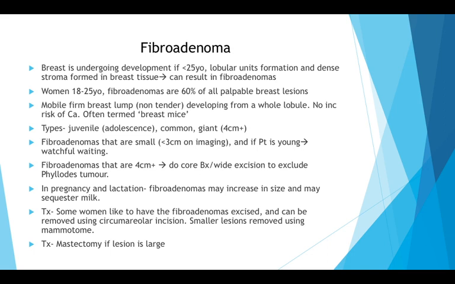As I said, it's common in the younger population of women, and they contribute to a vast proportion of the causes of palpable lesions in the breast. They present as a mobile mass, very mobile in fact, and they develop from a whole lobule. They don't tend to hurt at all, and there's no increased risk of malignancy. Some people like to refer to them as breast mice. There are three main types of fibroadenomas. We have the juvenile type, which is more common in adolescents, followed by the common type and the giant type, which tends to be 4 centimeters plus.